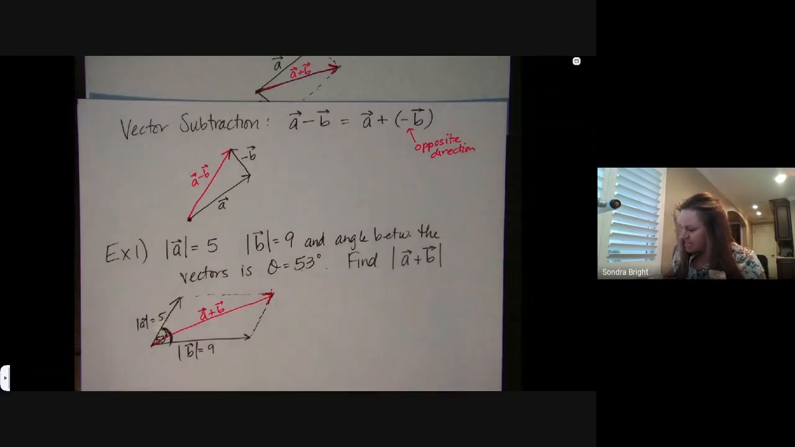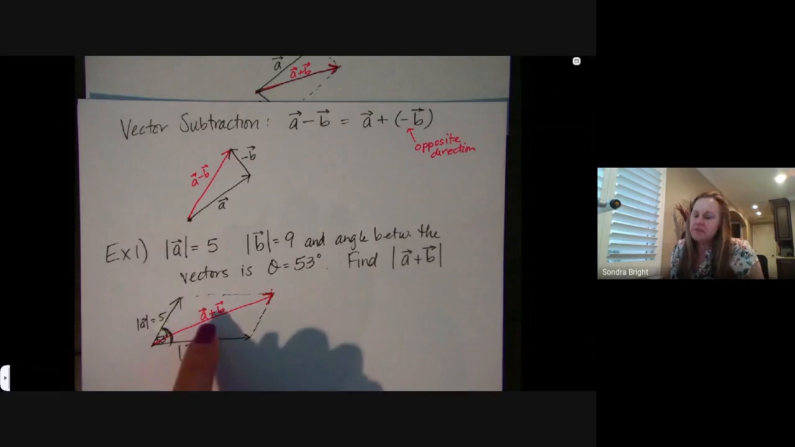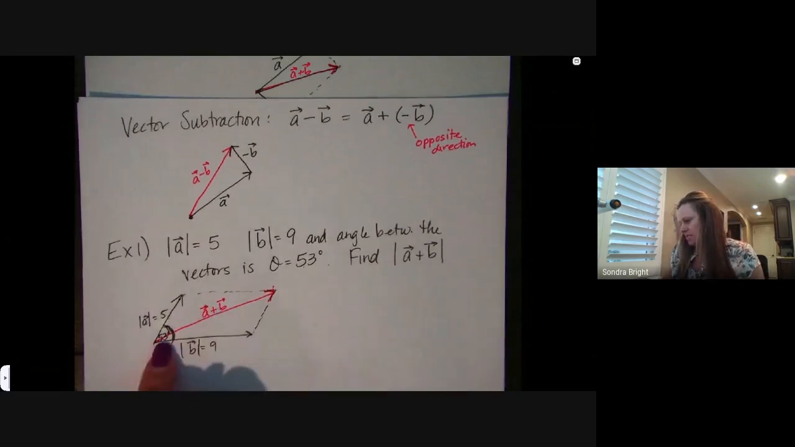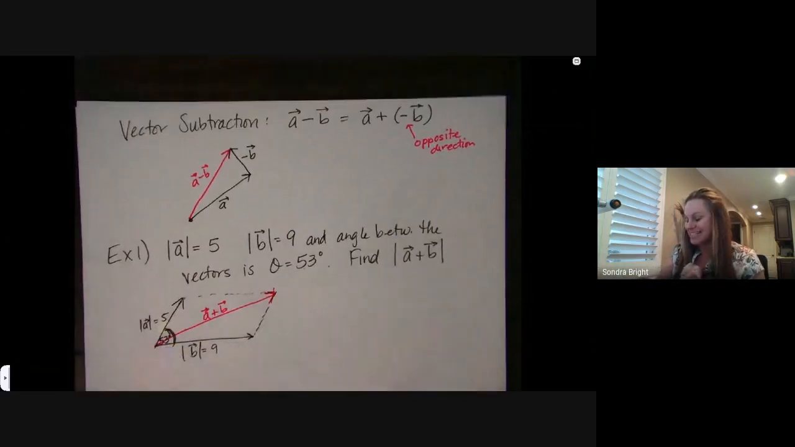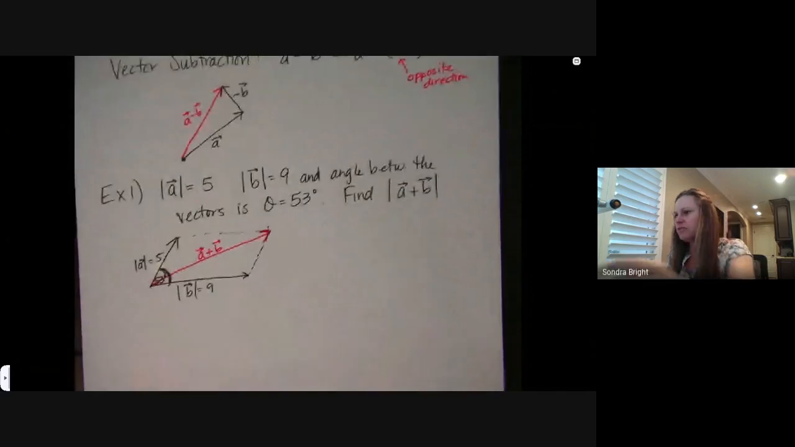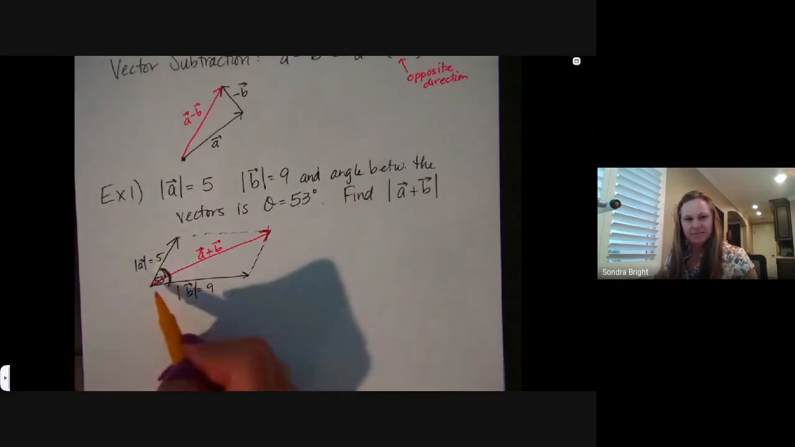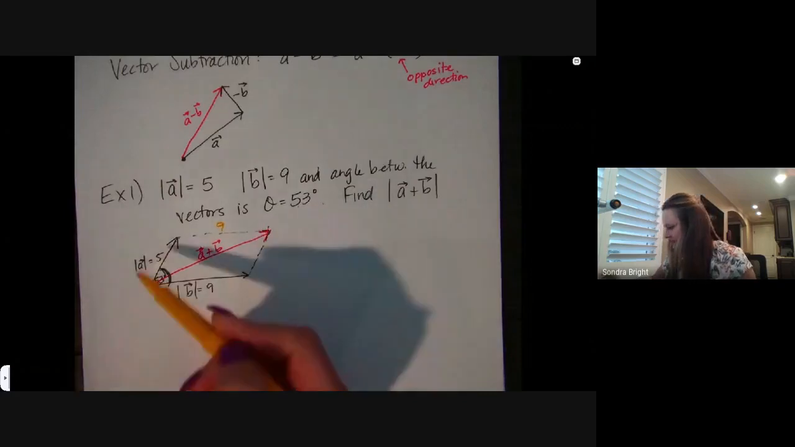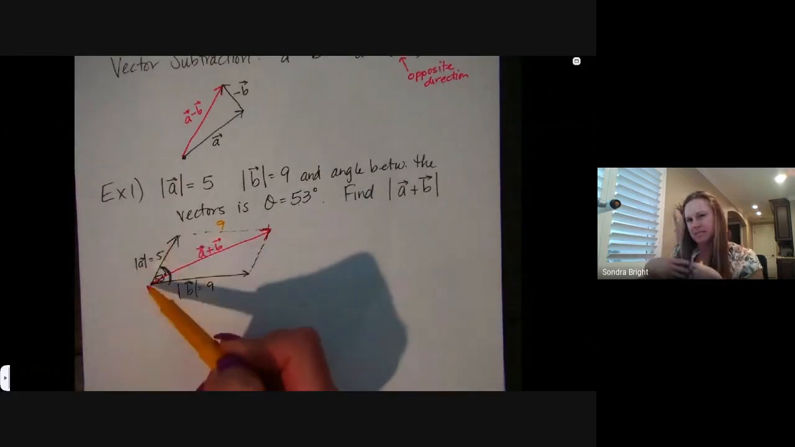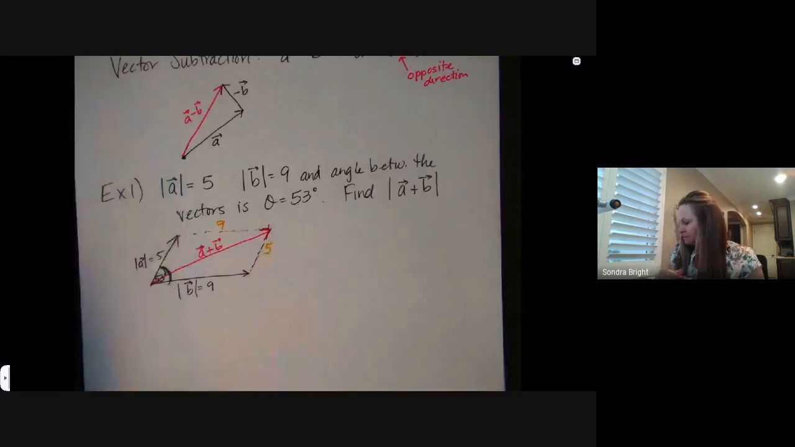This guy does not bisect 53 degrees. You can't just chop it in half. It just doesn't happen that way. It's not one of the rules of parallelograms. So how you have to do it instead is, first of all, recognize that it's a parallelogram. So that means if this side is 9, then this side is also 9. And if this side has length 5, so does this side. So you do have to realize the opposite sides are going to be the same length.